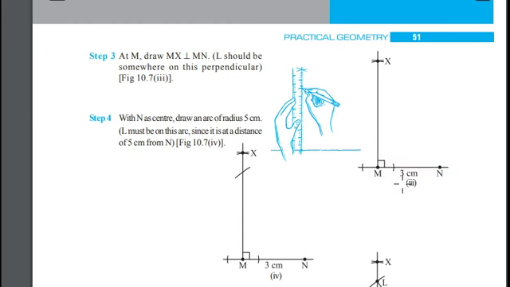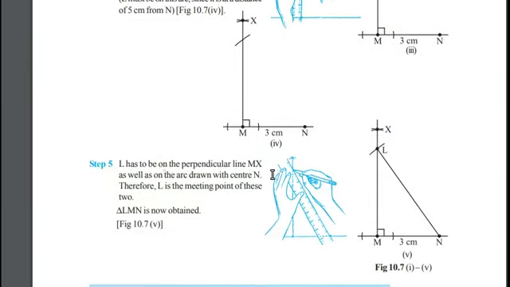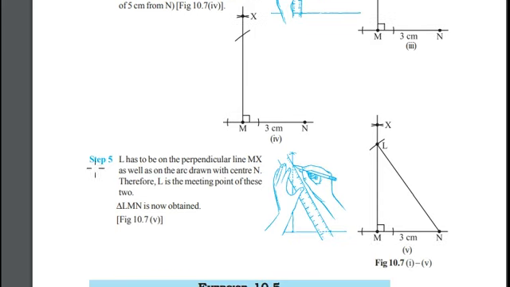Now with N as a center, draw an arc of radius 5 cm. Here we can see in the given data the length of LN is 5 cm. So keeping N as a center, we will draw an arc of radius 5 cm. Here we drew an arc of radius 5 cm. This is point L. Finally, in the step 5, we are drawing this line segment. The triangle LMN is obtained.